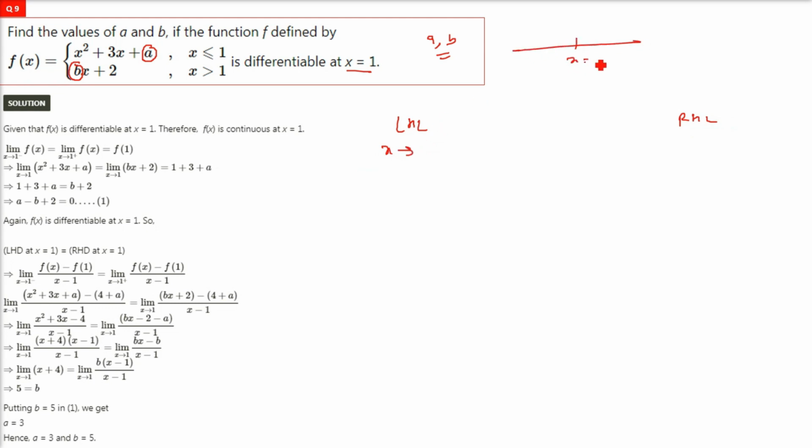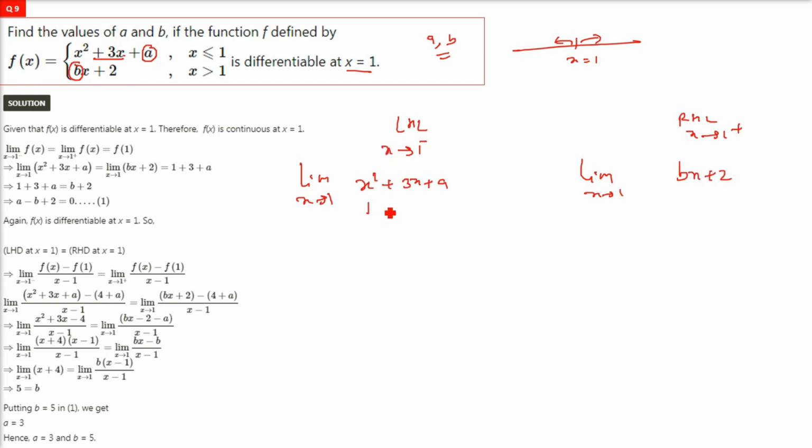So this is x equals to 1. And we just go a bit behind or backwards and a bit forward. So x tends to 1 minus, x tends to 1 plus we'll do. So we have to use the function x square plus 3x plus a when we are just going backwards to 1, and when we go just ahead of 1 we have to use bx plus 2. That is the only thing which you need to keep in your mind. So limit x tends to 1 plus, we have to use bx plus 2 here.